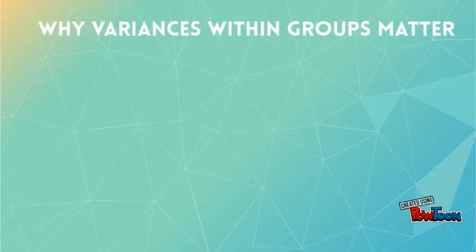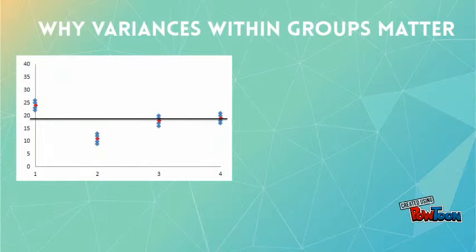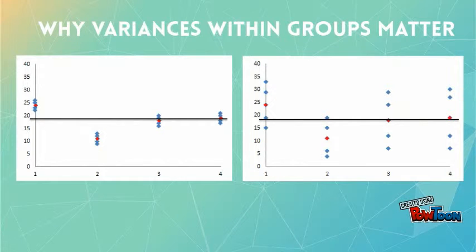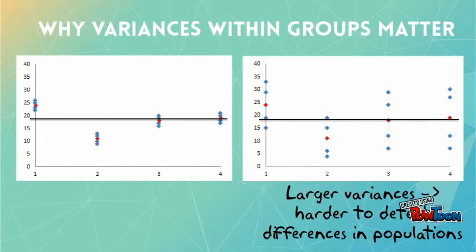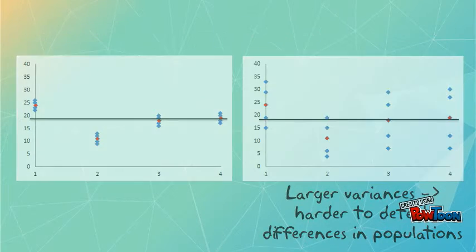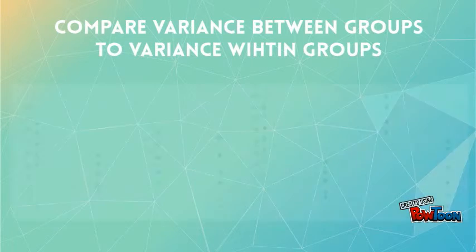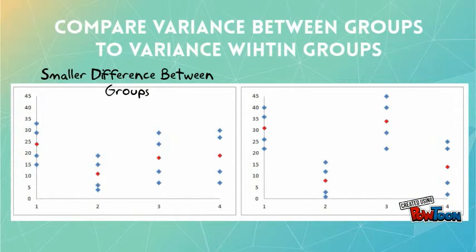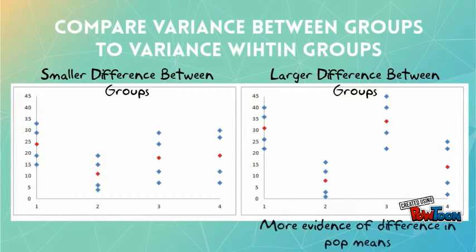Sometimes, sample means can be equally far from the grand mean, but a larger variance in the groups makes it harder to determine if differences really exist in the populations. So, in short, we look at the variance between the sample means as compared to the variance within the groups. Larger variance between the sample means of the groups, comparatively speaking, gives more evidence of a difference in population means.